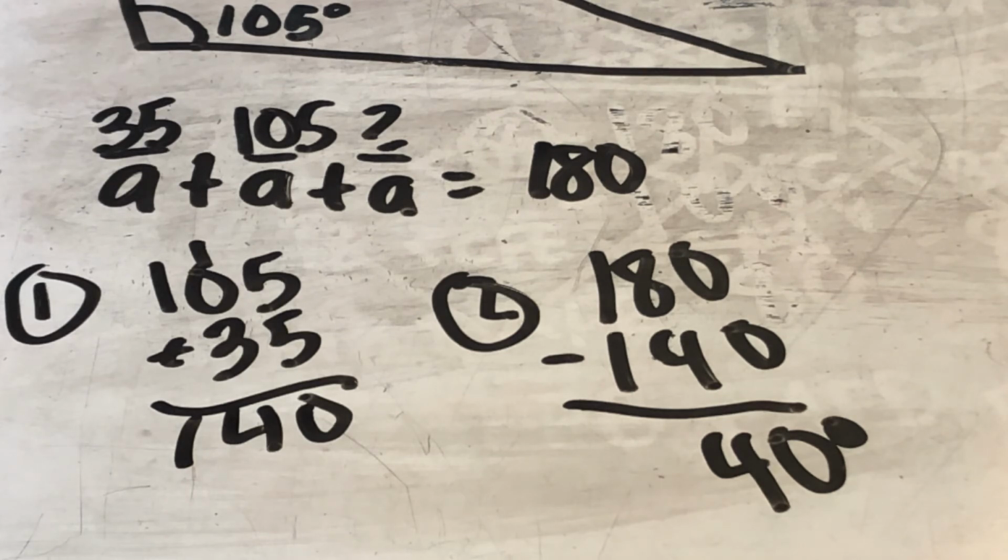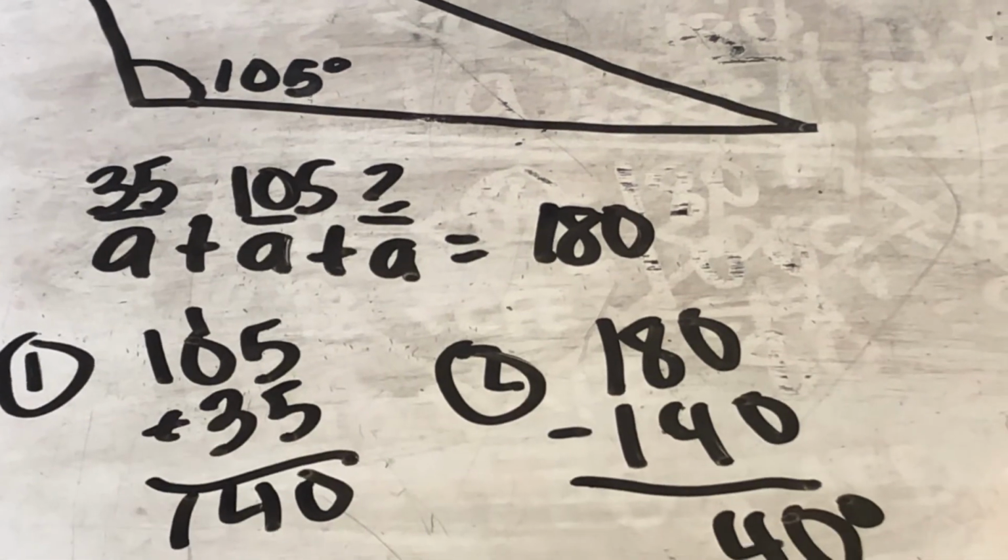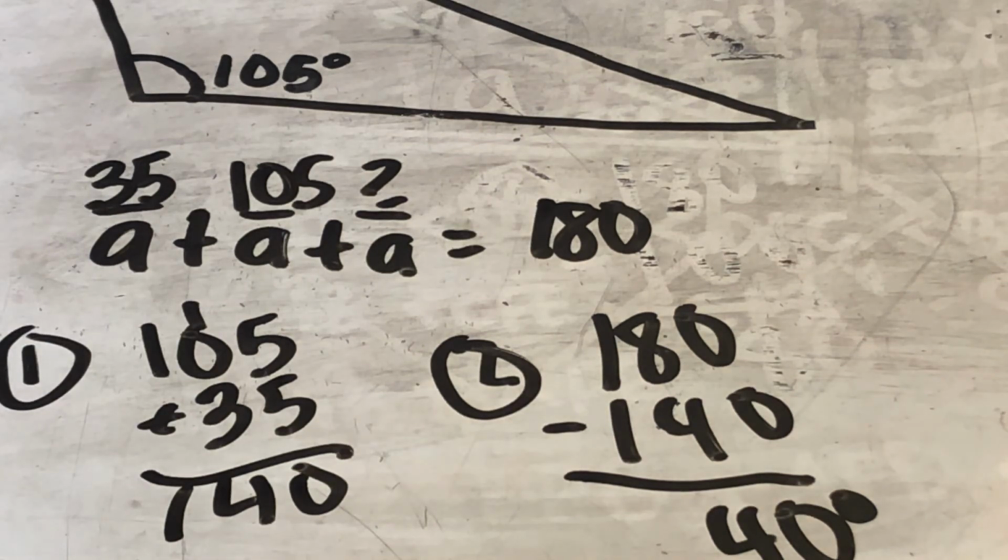On 21 through 24, you're going to find the missing angle just like I just showed you here. It's going to be the exact same thing as what we just did on the board work. 21, 22, 23, 24. They've given you 2 angles. You have to find the missing angle. You're going to set it up the same way.